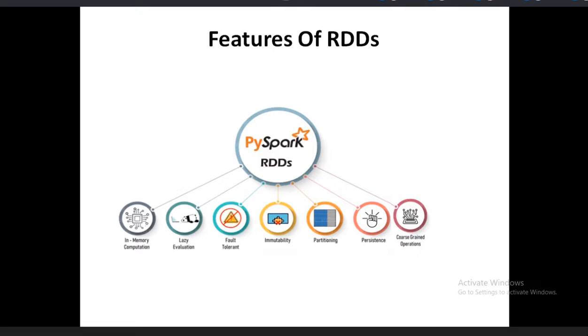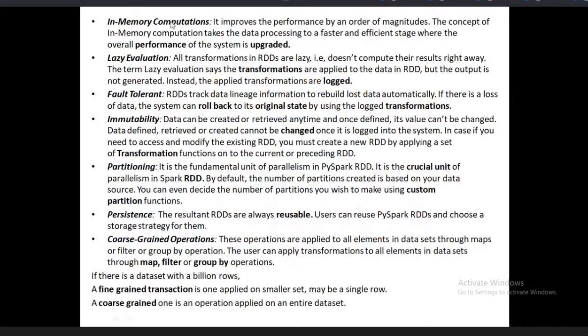We also have fine grained operations and coarse grained operations, whether full or partial, and atomicity. So these are the different features of RDDs, and we'll discuss them one by one. We already discussed in-memory computation. It improves performance by an order of magnitude. The concept of in-memory computation takes data processing to a faster and more efficient stage, and definitely it will give good performance.